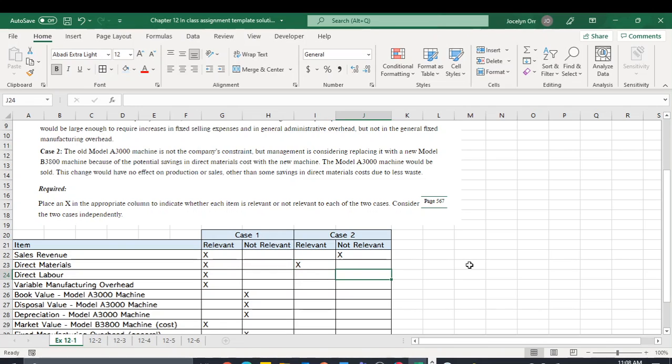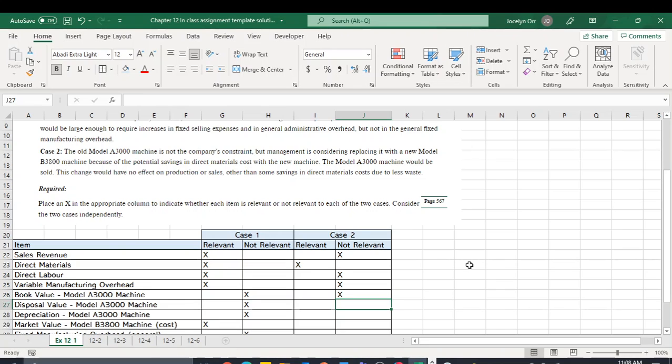The direct labor is not going to be affected, so it is not relevant. Variable manufacturing overhead is not going to be affected, so also not relevant. The book value of the old machine is a sunk cost, right? Whatever we paid for that at the beginning is a sunk cost. We're not getting it back, so that is irrelevant.